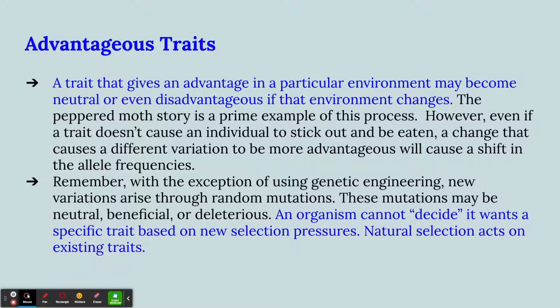So we know advantageous traits. This is some sort of trait that is an advantage in a particular environment. But again, this can very quickly become neutral or even a disadvantage if that environment changes, just like the peppered moths. An organism cannot decide it wants a specific trait based on these new selection pressures.